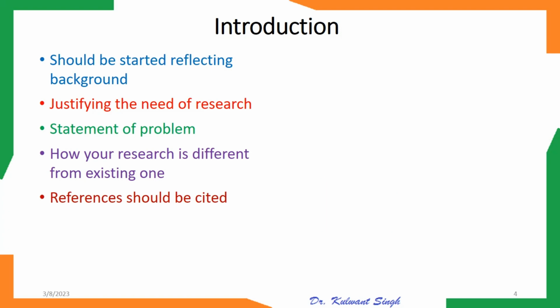So in the introduction, we should start by reflecting the background of our research topic in the broad sense. Then we should try to justify the need of our study. Then the statement of the problem, and show how your research is different from the existing research. And in this chapter, references should be cited. If you are taking information from other sources, then the original source should be properly cited.